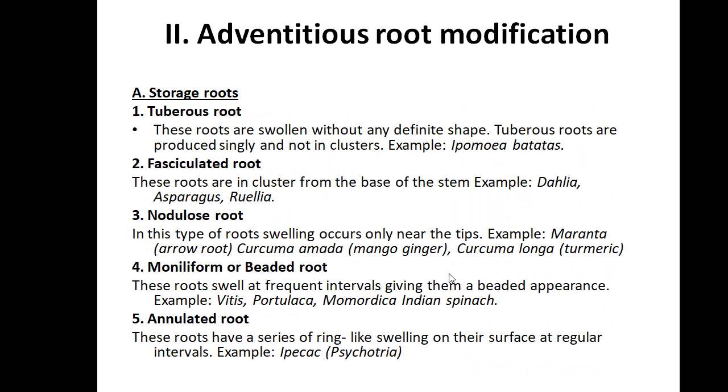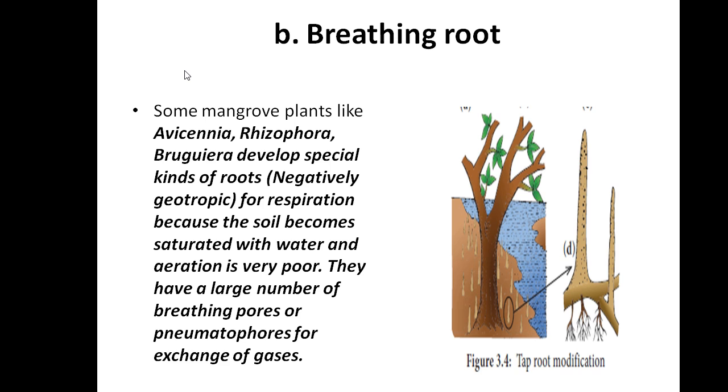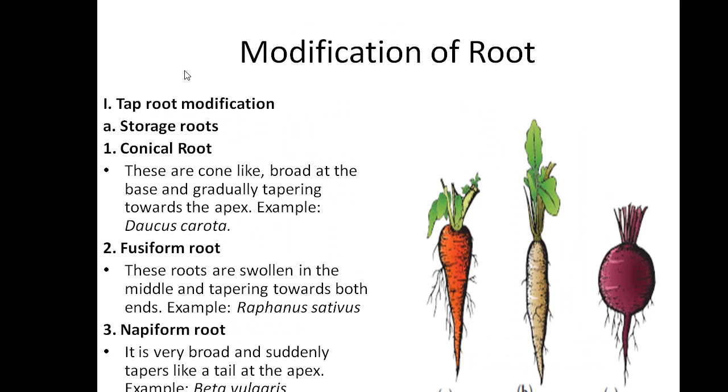Next, adventitious root modification means the same thing: the tuberous root, fasciculated, nodulose. Just now I explained to you about taproot modification: conical root, fusiform root and napiform root, napiform, fusiform and conical.